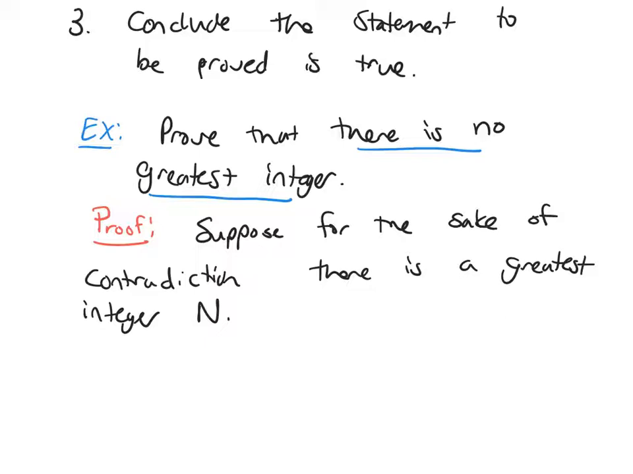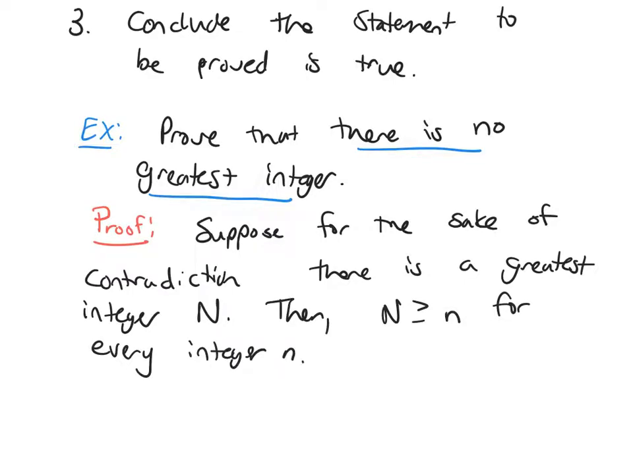Well, what does it mean to be the greatest integer? It means it's greater than or equal to every other integer. So I'll say then capital N is greater than or equal to little n for every integer n. Remember, our goal is to get a contradiction out of this. And so I need to find another integer that's actually bigger than this capital N. So let's just add 1 to that number. Let capital M be N plus 1.